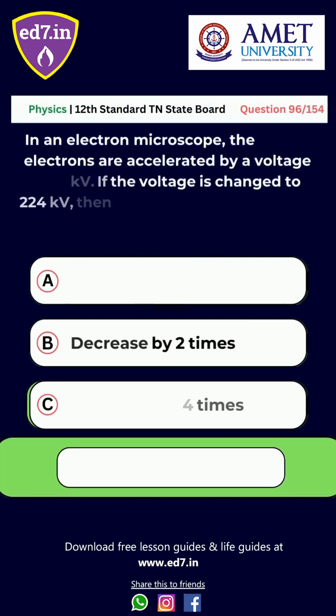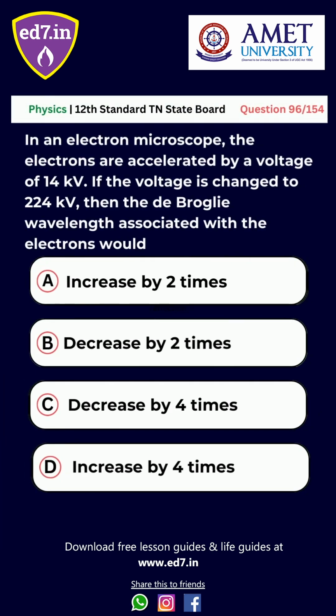Question number 96. In an electron microscope, the electrons are accelerated by a voltage of 14 kV. If the voltage is changed to 224 kV, then the de-Broglie wavelength associated with electrons would: option A, increase by 2 times; B, decrease by 2 times; C, decrease by 4 times; D, increase by 4 times. The right answer is option C, decrease by 4 times.